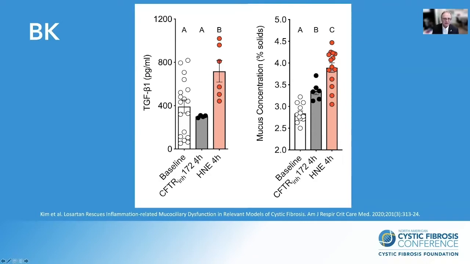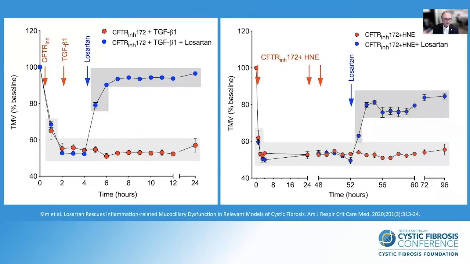A sheep inhaled Cftr inhibitor and then human neutrophil elastase, an analogy to these human data. And you see there is an increase in TGF-beta, relevant to the airway epithelial cell experiments, and also, again, mucus concentration associated with mucociliary dysfunction. And that is seen in this sheep experiment here. Cftr inhibition with TGF-beta leads to a prolonged mucociliary dysfunction for at least 24 hours, but it can be reversed almost completely with losartan. Now, this is an acute experiment.